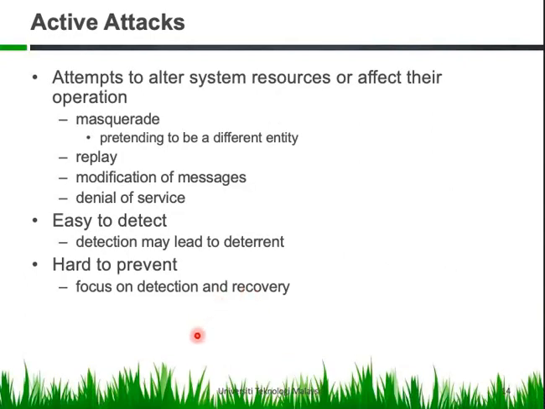The next one is active attacks. These attempt to alter system resources or affect their operation. Active attacks involve modification of the data stream or the creation of false data, as opposed to the passive attack. A passive attack does not modify any data, but an active attack alters the system resources and also the data. It can be subdivided into four categories: masquerading, replay, modification of messages, and denial of service. We have learned about the meaning of these terms before. Unlike a passive attack, it is easier to detect, and detection may lead to deterrence.